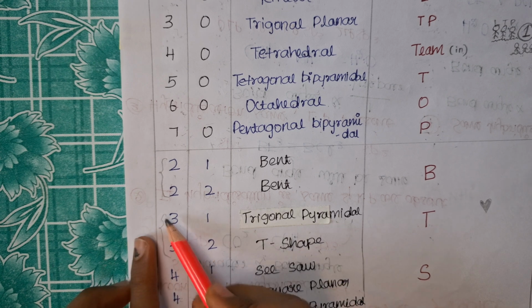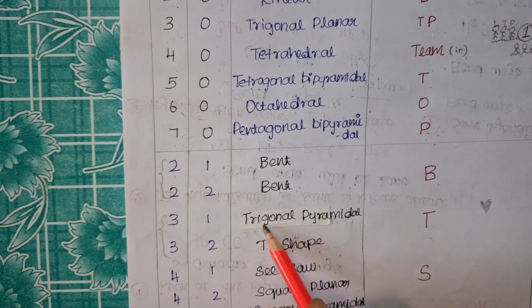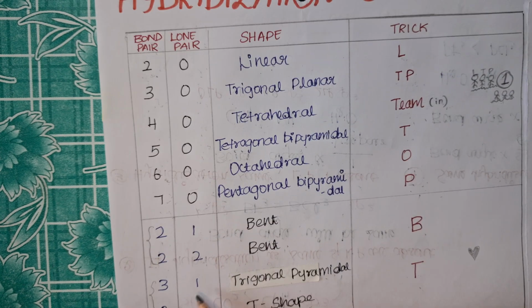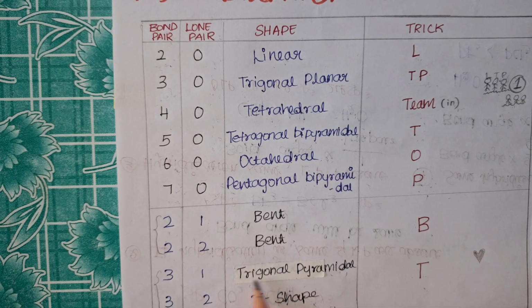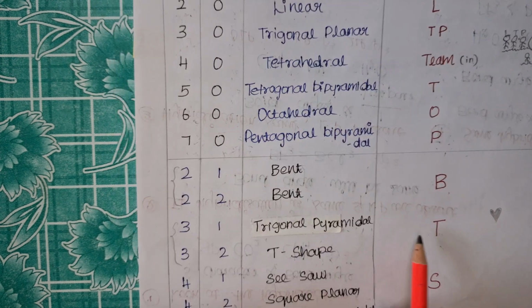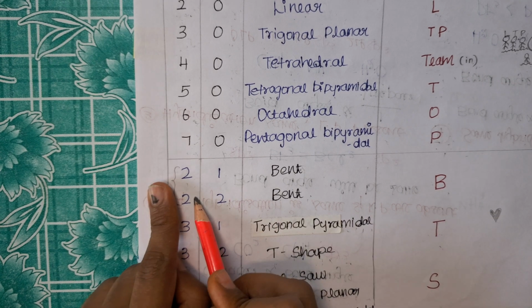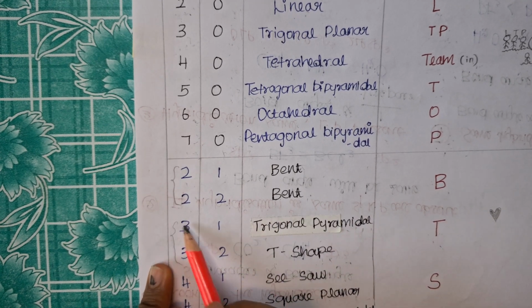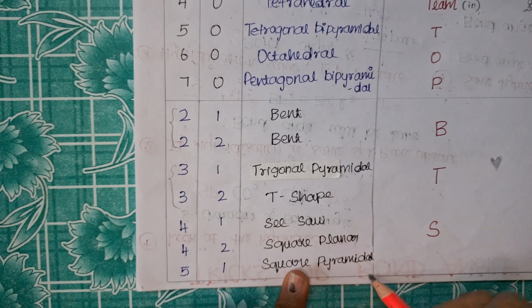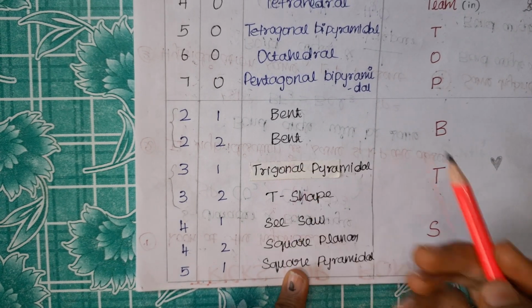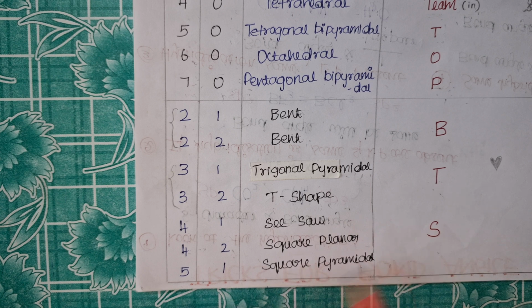Now for T, these two, okay. Trigonal pyramidal and T shape. So whenever your bond pair is 3 and lone pair is 1, the shape is trigonal pyramidal. When your bond pair is 3 and lone pair is 2, it is T shape, okay. The trick is given by BTS, no. So B will go for this 2, T will be covering 3. Now S will cover the remaining things. Are we good? B is for this 2, T is for this 2, S for the remaining, okay.